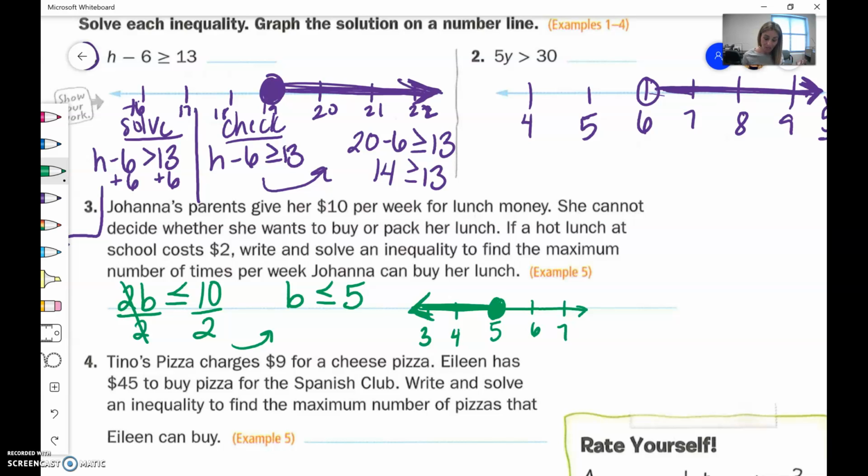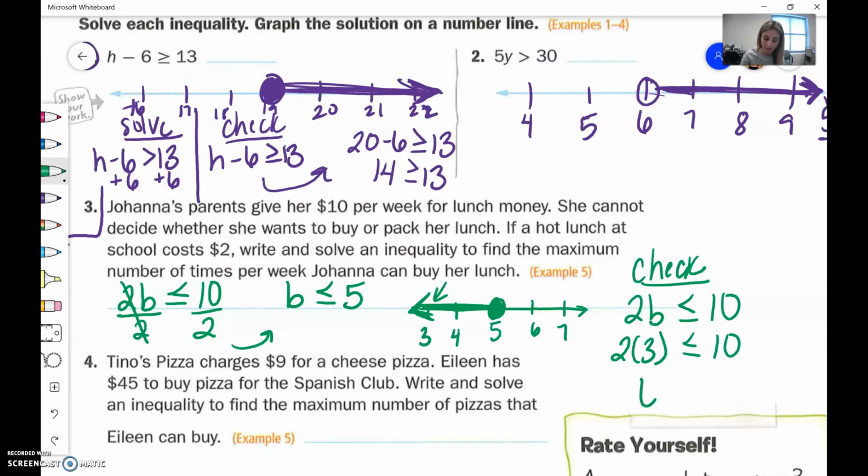Here we go. So now let's check it. Coming over here on our check, we go back to 2B is less than or equal to 10. Now I have to pick a number that is on my number line as a possible solution. Let's say she buys 3 lunches. So 2 times 3, because each lunch costs $2, is 6. Is 6 less than or equal to 10? Yes. Therefore, she could buy 3 lunches, 4 lunches, or 5 lunches.